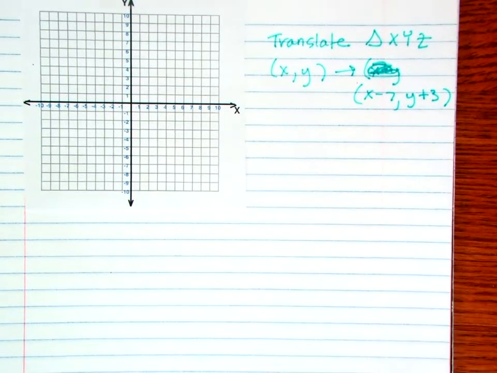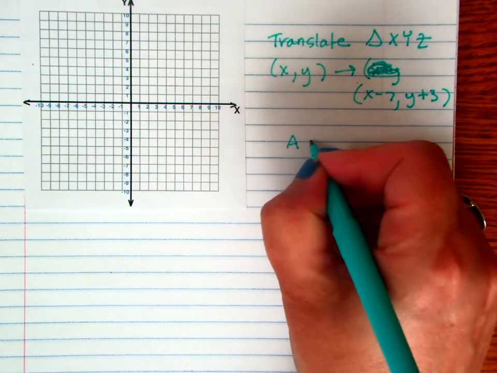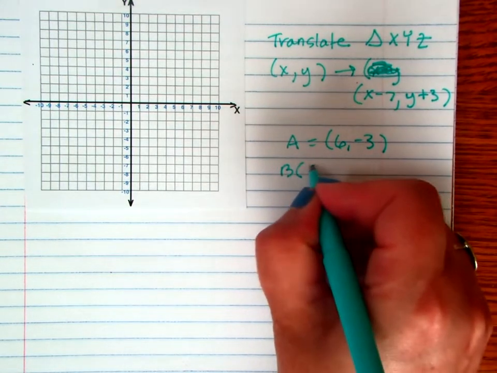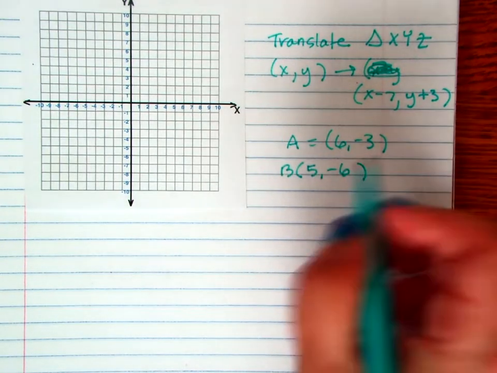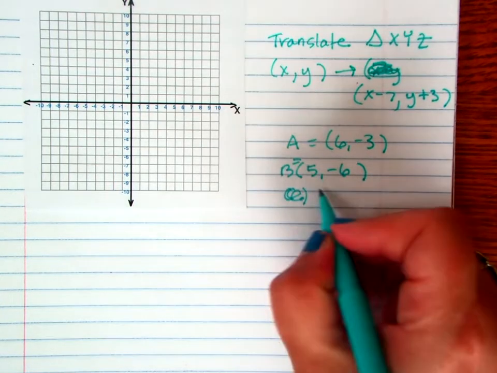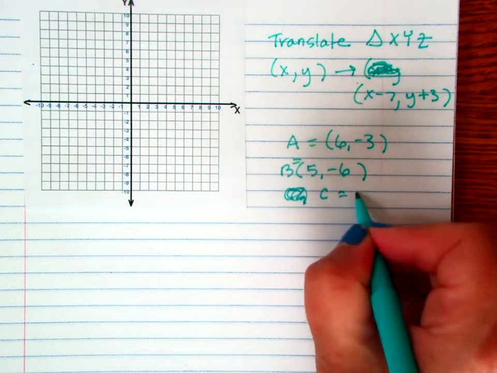All right, so my original A is going to be 6, negative 3. B is going to be 5, negative 6. Sorry, the cat just tried to, if you could hear that, cat just tried to join us. C is going to be 2, 2.